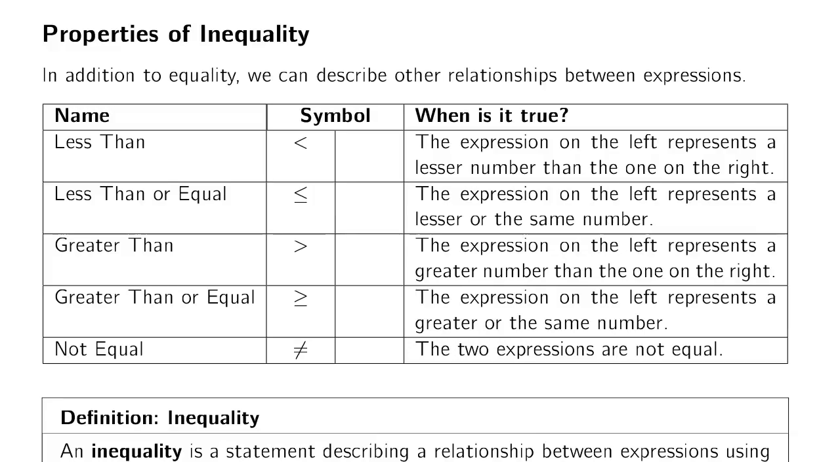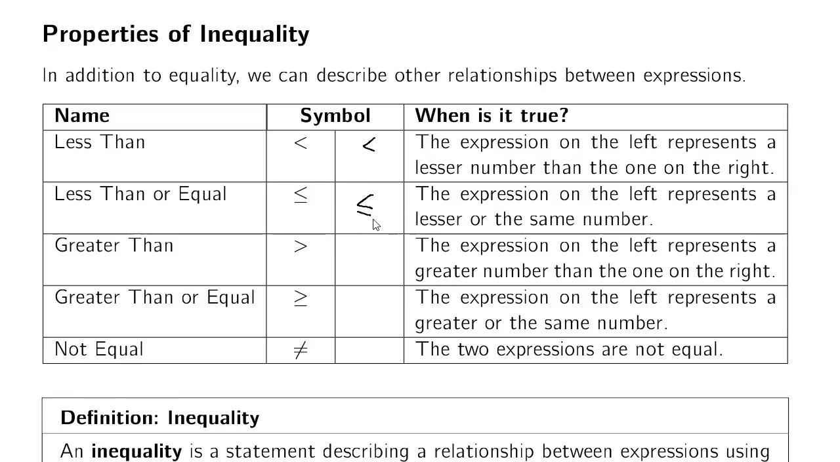Just as we can use equations to describe when two expressions are equal, we can describe other relationships between two expressions using inequality symbols. So we can use less than, print looks like this, handwritten looks like this. We can use less than to mean that the first expression is less than the second. We can use less than or equal, which is kind of what you get if you take a less than sign and cross it with an equals sign.